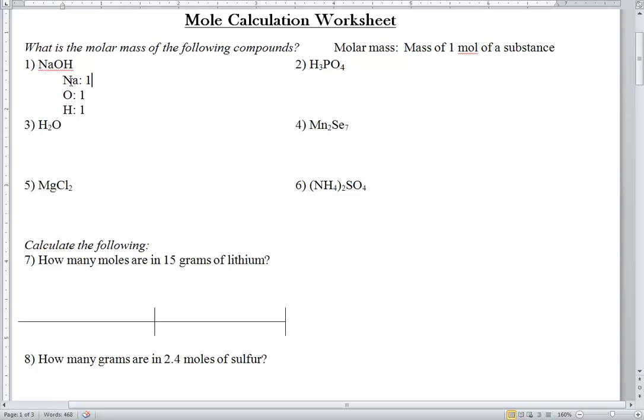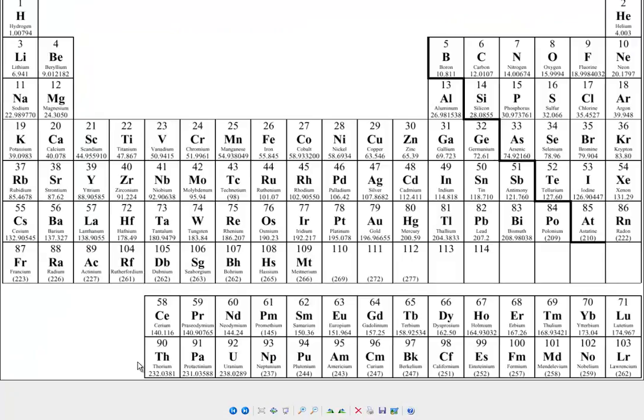Now we have to find out what is the molar mass of each individual element. Once we know the molar mass of the sodium, molar mass of the oxygen, molar mass of the hydrogen, we can multiply it by how many are present, and the total will give you the molar mass for this entire substance of NaOH. Well, how do you determine the molar mass of each element? It's pretty simple. Look on the periodic table.